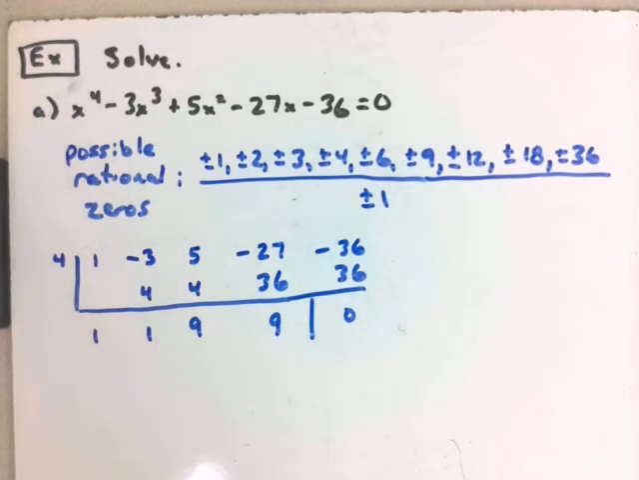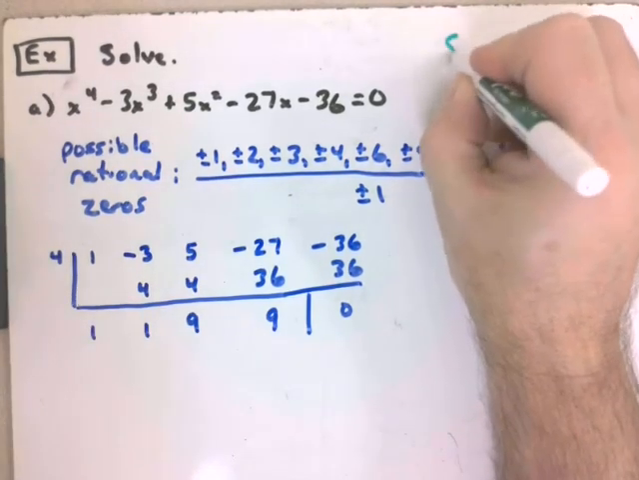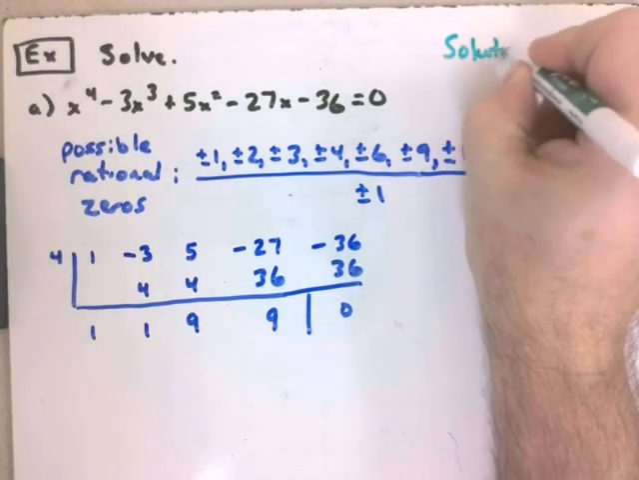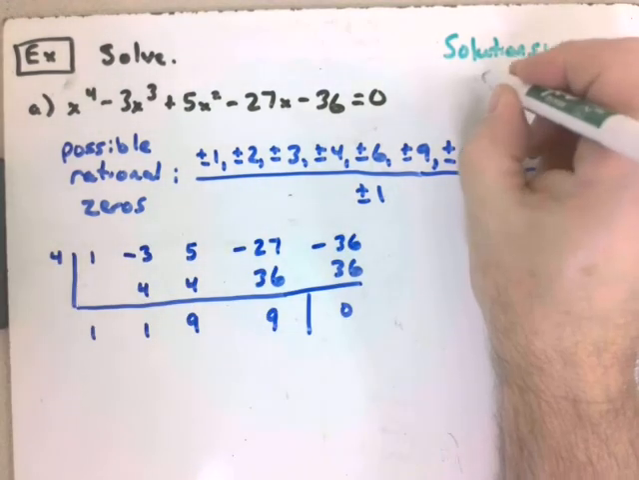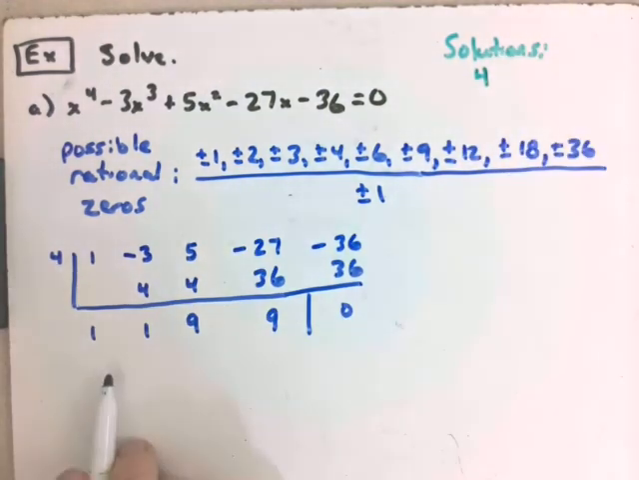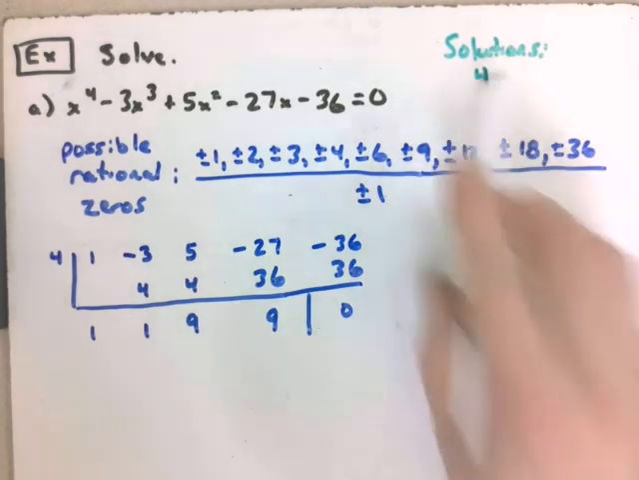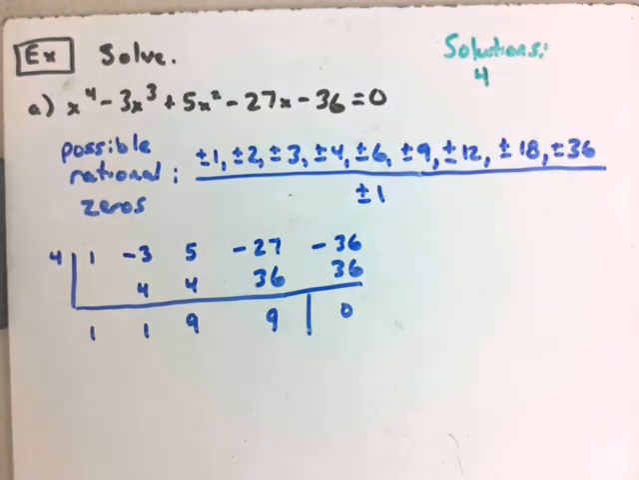I did get a remainder of zero. So we are supposed to go through and solve. I'm going to start making a list of solutions. I just divided by 4, and I got a remainder of 0, so I know 4 is a solution or a root. And then from there, we can also use this synthetic division to do some factoring.